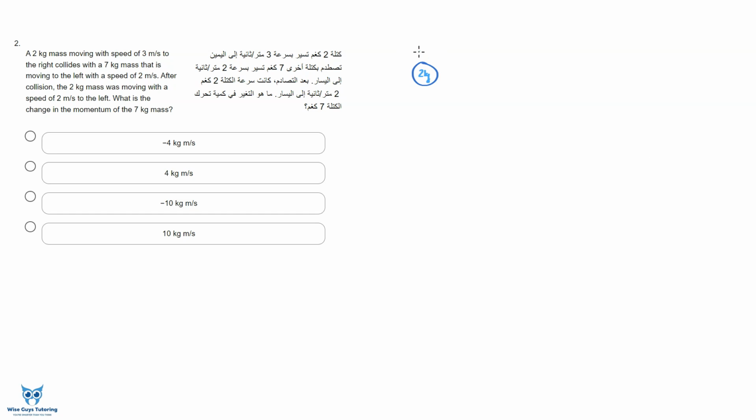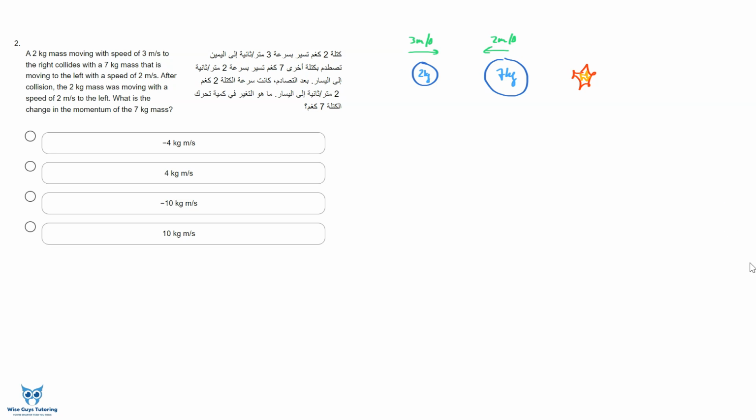Here's the 2 kilogram mass. It's going to the right at 3 meters per second, and it's going to collide with a larger mass, there you are, of 7 kilograms. And this one is moving to the left at 2 meters per second. Now these two are going to collide, crash, bing, boom.